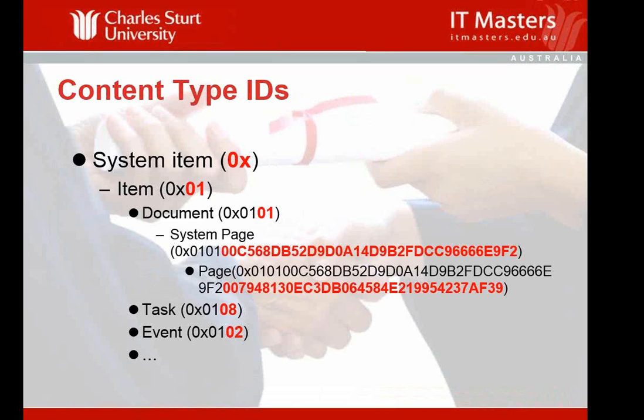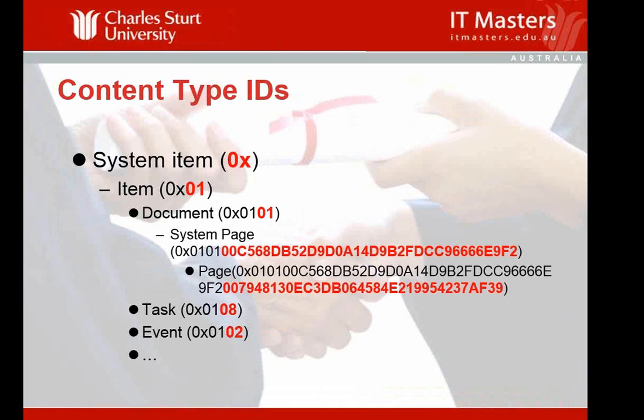Then looking below that, we have document, which has 01 on the end of that again. So 01 is its identifier. And looking at task and event, you can see they've got 08 and 02, and the way that they combine to create a complete content type identifier. So 0x0108 is task. Looking a little bit further down, you see that under document we have our system page and we have our page. The extras that are added on here are a little bit longer.